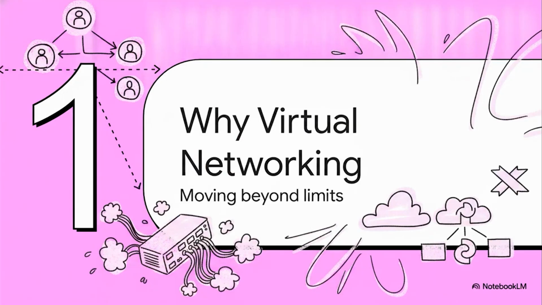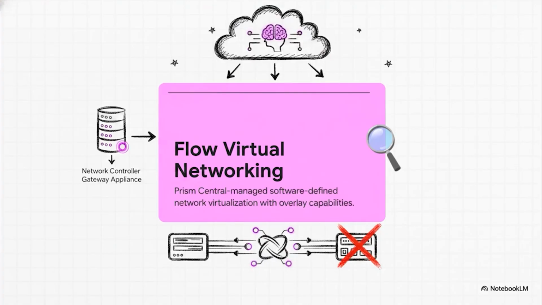Part 1. Why virtual networking matters and how we're moving beyond physical switch constraints. So to really get the mechanics here, we first have to ask ourselves, why are we even moving away from those traditional, rigid, physical VLANs in modern data centers? Well, Flow Virtual Networking, or FVN, is the answer. It's an add-on solution, and you'll definitely want to remember for the exam that it is strictly enabled and managed through Prism Central. It's all about that flexible, app-driven networking.